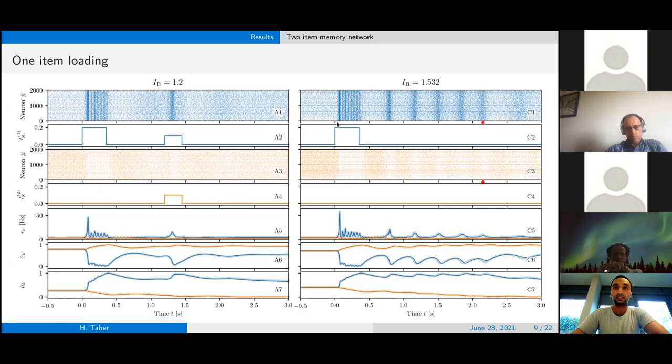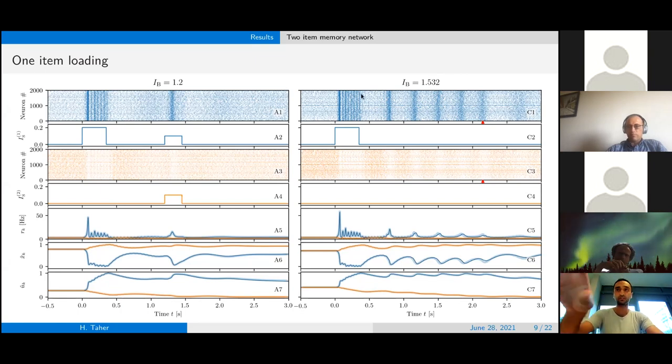We again apply a rectangle current to the blue population, but that's all the current we apply. And what happens is that the blue population starts emitting these bursts, these population bursts, in a periodic manner. So it's on a limit cycle. Here we reduce the background current and it goes back to its initial state.